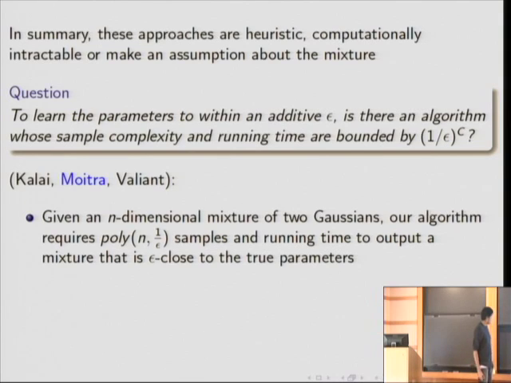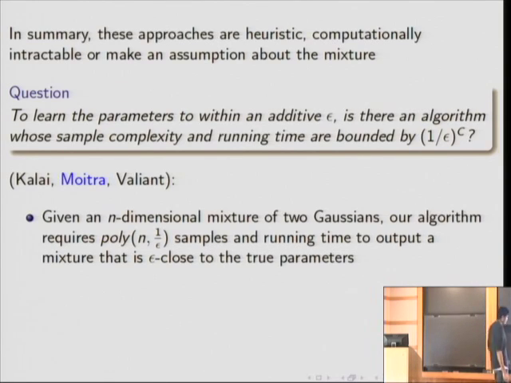And in joint work with Adam Kalai and Greg Valiant, we showed a positive answer to this. We showed that there is an algorithm. In fact, this algorithm even works in high dimensions. So given an n-dimensional mixture of two Gaussians, our algorithm requires a number of samples which is polynomial in n and 1/epsilon. And the running time, moreover, is also polynomial in n and 1/epsilon. So this is actually, within polynomial factors, the information theoretic minimum you could hope for.